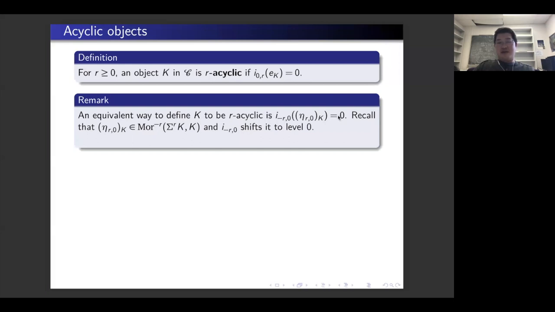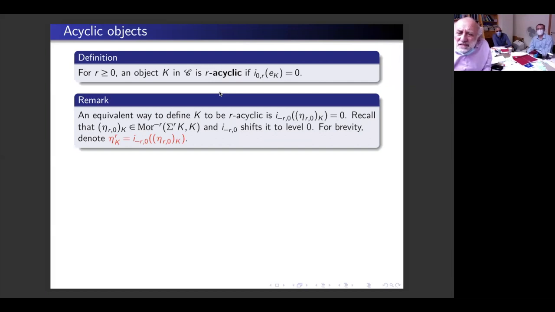Somehow in the paper, we like this better because it's always below the level R, so when you work with it, you don't need to worry too much about the composition. This notation will appear a lot in this talk. I will just denote this composition as eta_K^R. Again, I emphasize that this lies in morphisms at level zero. So this is a definition of R-acyclic. This is something you should get used to when you talk about the filtered world for persistent things.